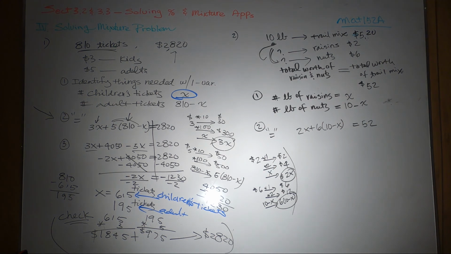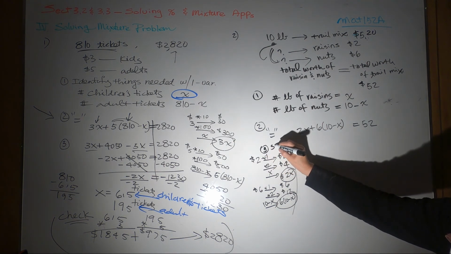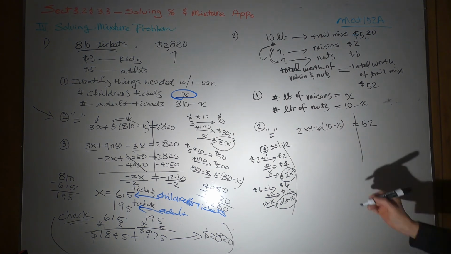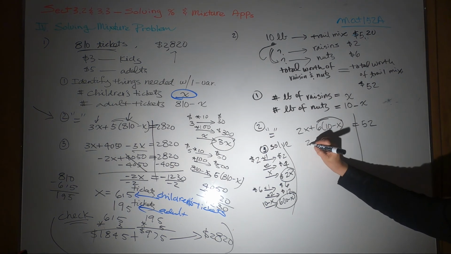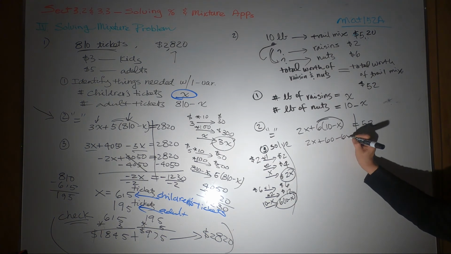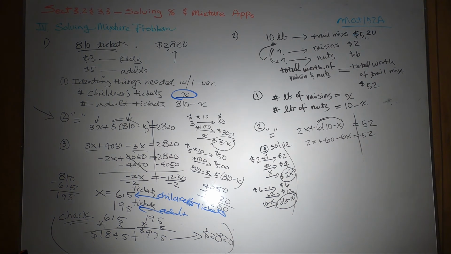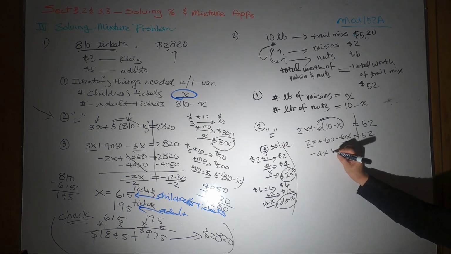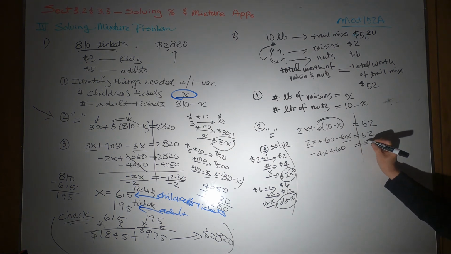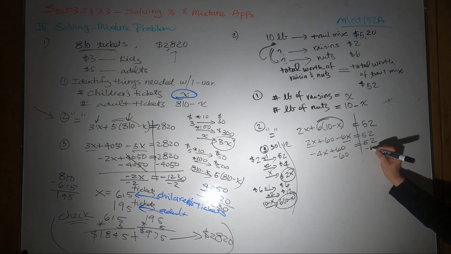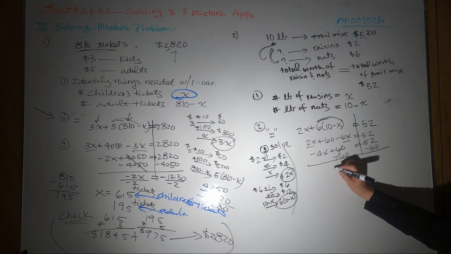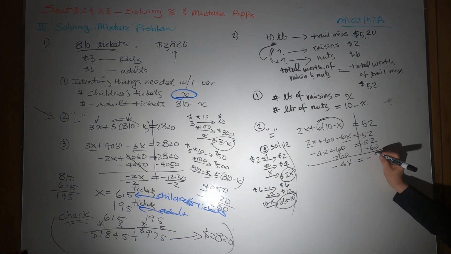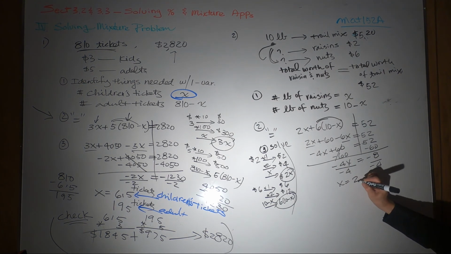Are we good? Can we solve it? So we have a linear equation. Solving it, you can do it. You distribute. So 2x plus 60 minus 6x equals 52. Combine like terms: negative 4x plus 60 equals 52. Then you subtract 60 on each side, so you have negative 4x equals negative 8. Then you divide by negative 4. You have x is 2.